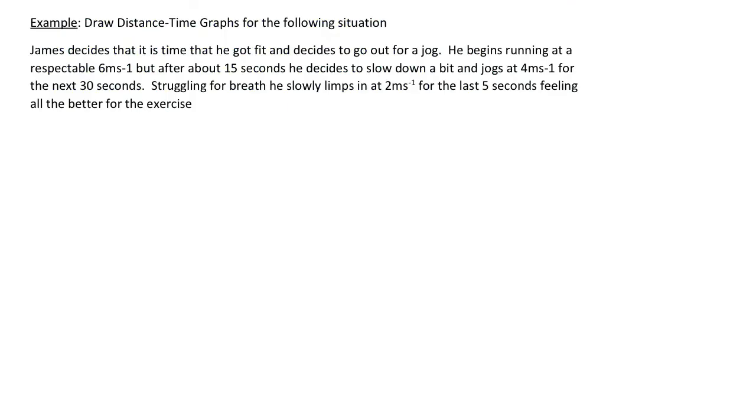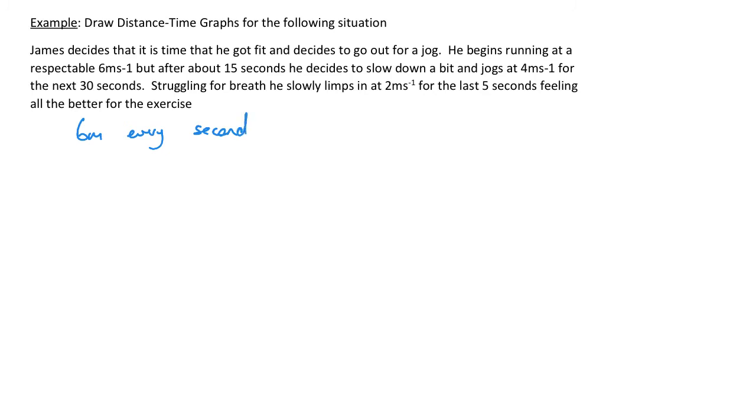In this last example, we're expected to draw a distance time graph. So James decides that he's going to get fit and goes for a jog. He begins running at 6 meters per second. Now, a speed of 6 meters per second does exactly what it says. So James will travel 6 meters every second. So that's what a speed of 6 meters per second implies.